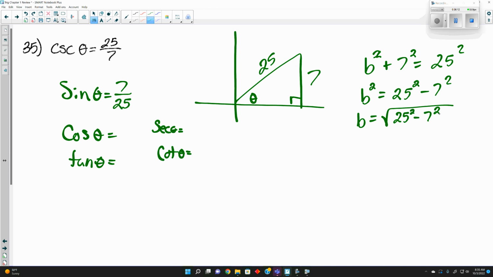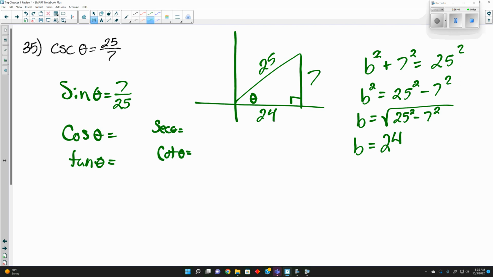And we could type that all into the calculator. We could have done that out step by step, saying that b squared plus 49 is equal to 25 squared, which I think is 625. Yep, 625. Subtract the 49 to get 576, and the square root is 24. Yep. So our adjacent side's 24.